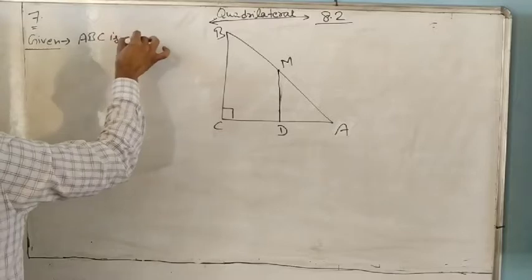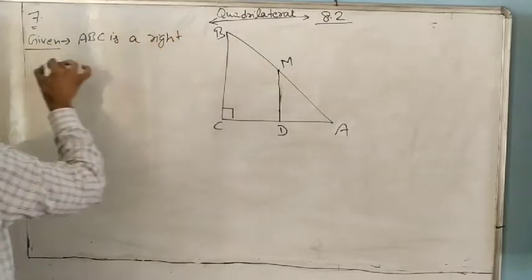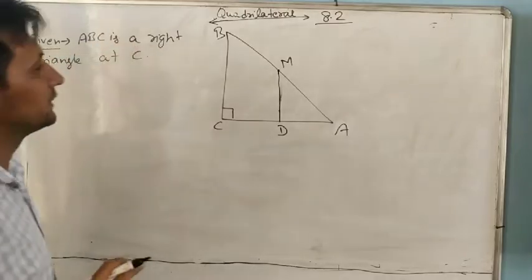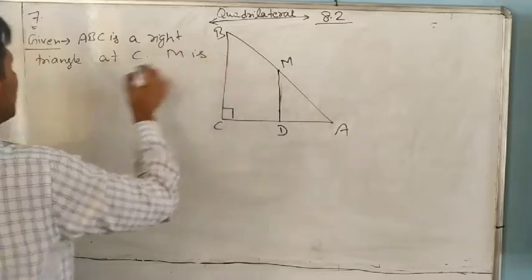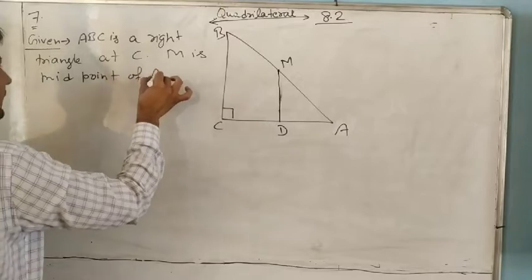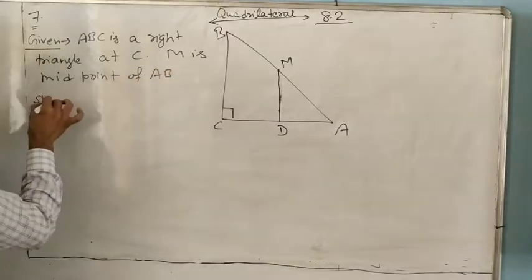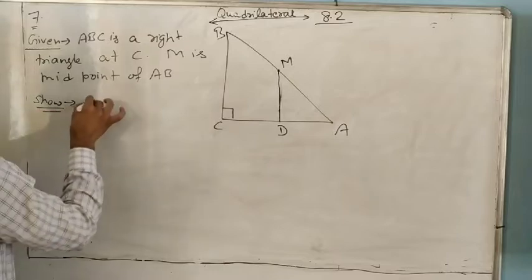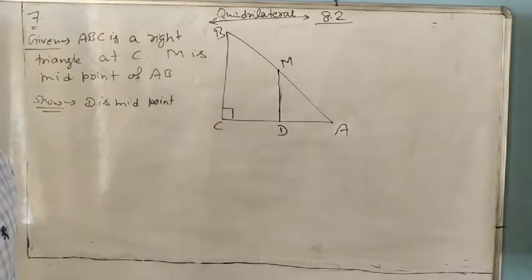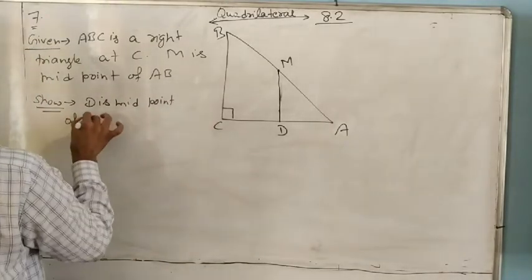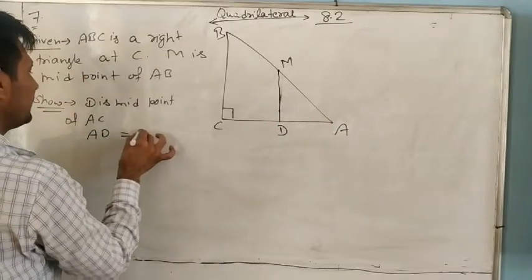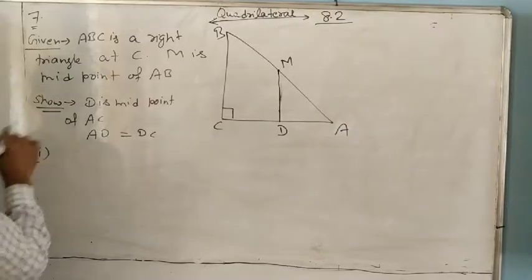ABC is a right triangle at C. That C angle is D. And M is the midpoint of AB. So first show that D is the midpoint of AC. D is the midpoint of AC means AD equals DC. We want to prove this. So this is our first part.